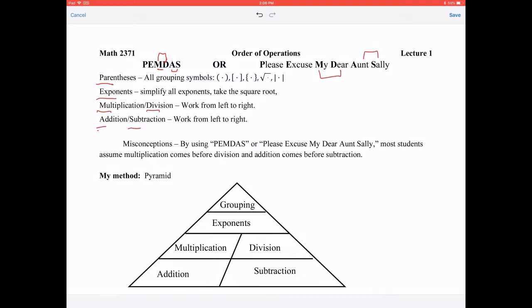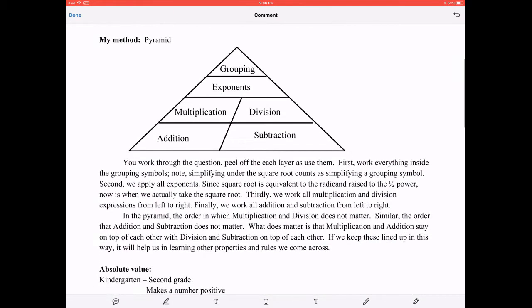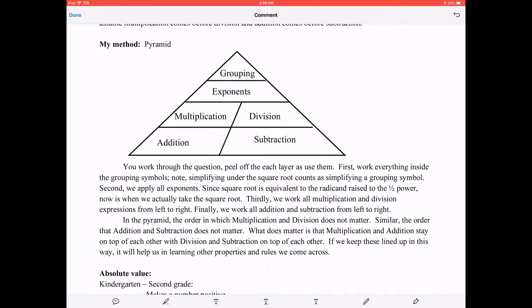Now, when I was in high school and further in college or graduate school, I came up with what I call my pyramid. And what you do here is, this is kind of a takeoff of the food pyramid, where when you eat that food, you pull it off the top of the pyramid. And so my pyramid, you start with grouping.